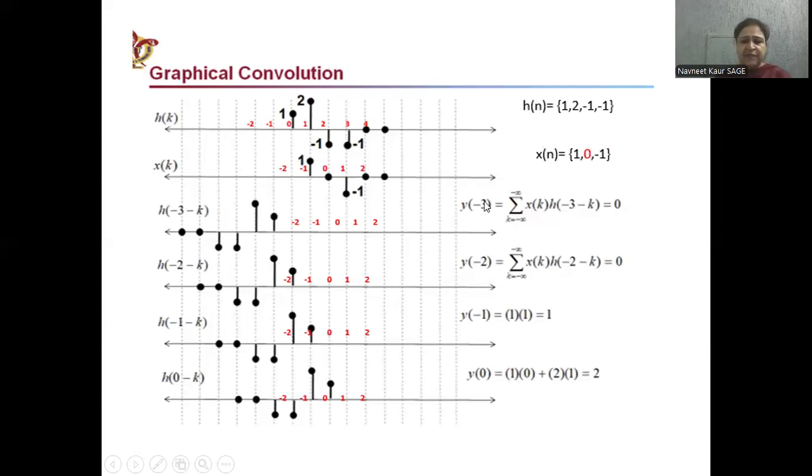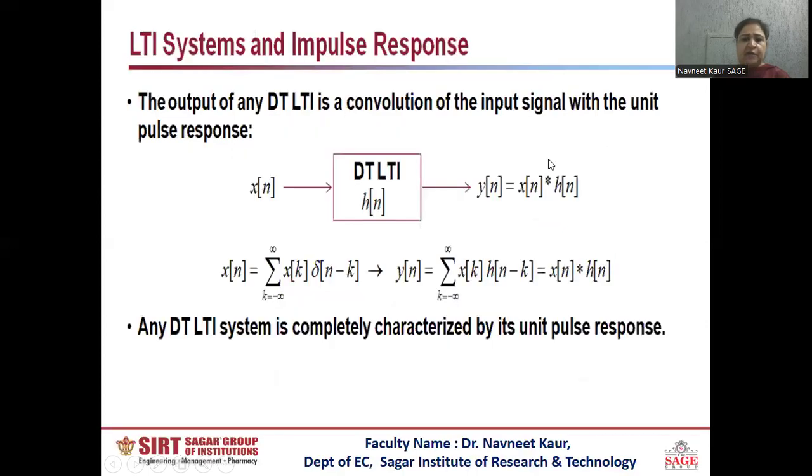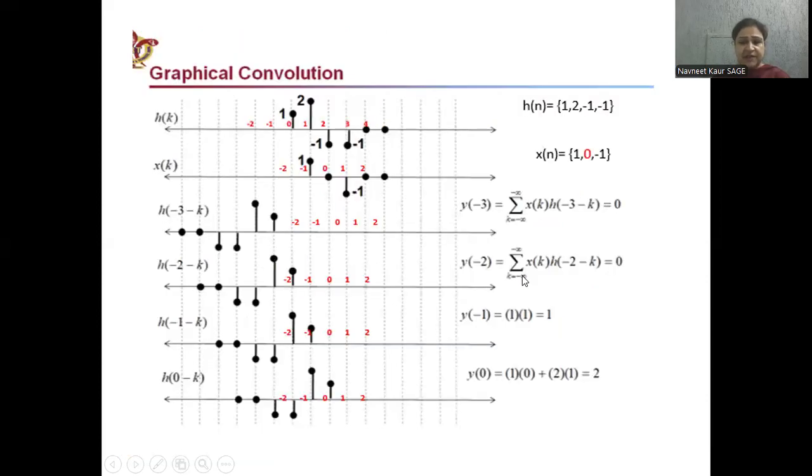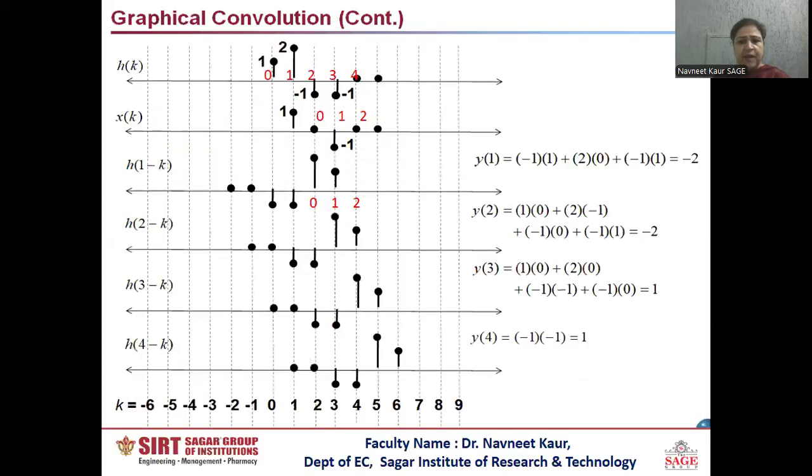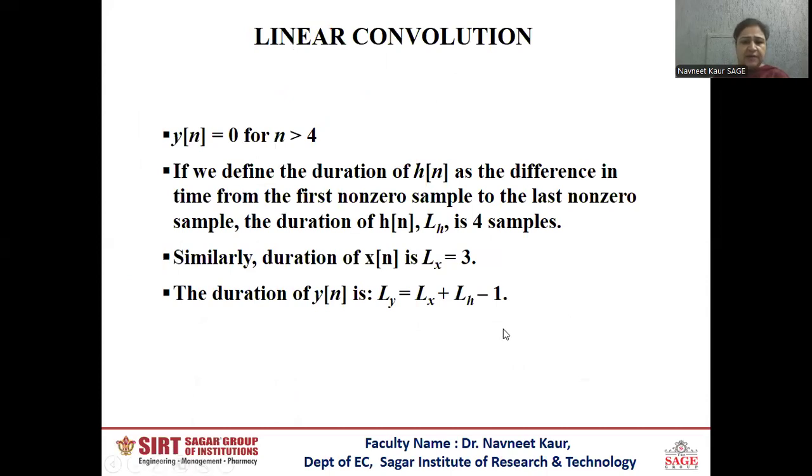Now, if I find out the convolution of these two signals, Hn and Xn, we already know the formula for convolution, which is the sum of x[k] h[n minus k]. First, we will determine how many samples there will be in the convolution sum. Always remember, the total number of samples in the convolution is given by Lx plus Lh minus 1. Lx means the number of samples in sequence Xn, and Lh means the number of samples in sequence Hn.